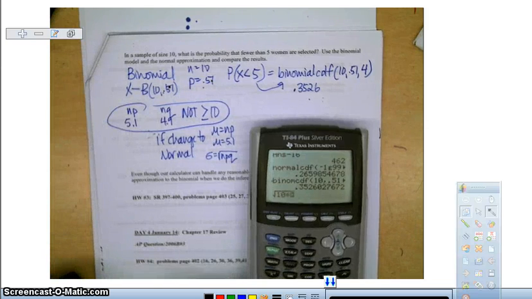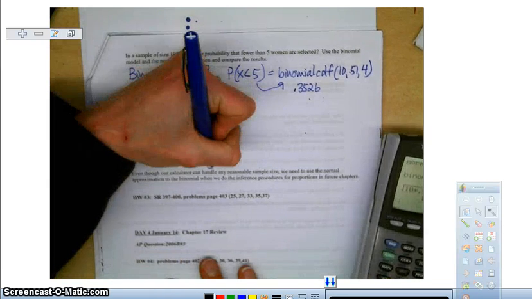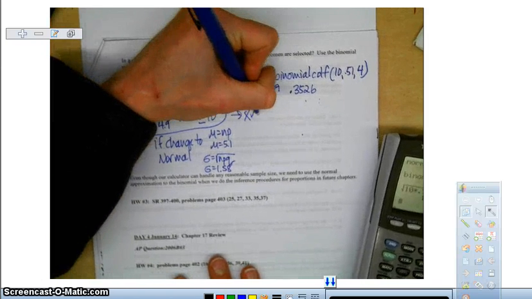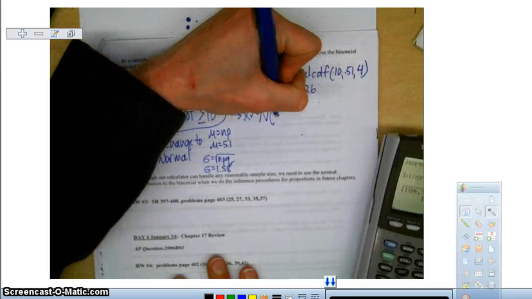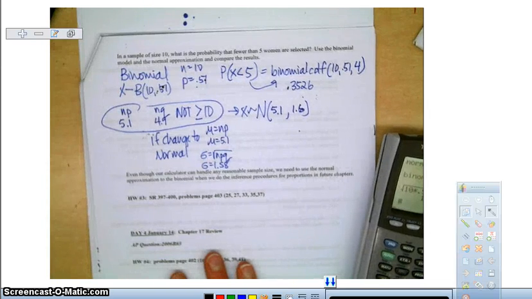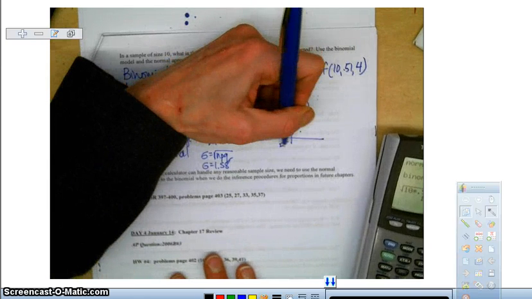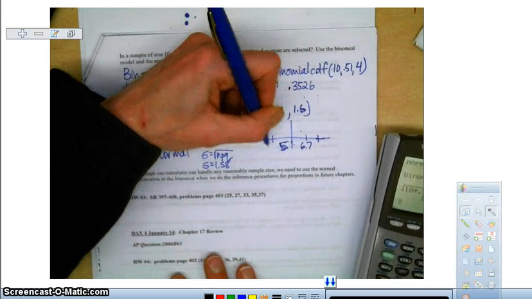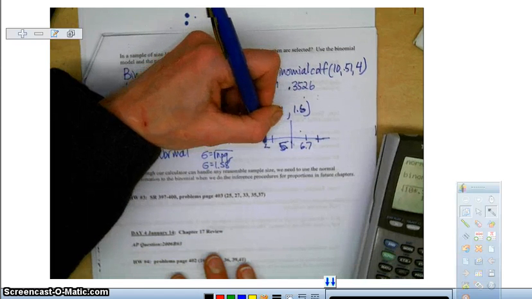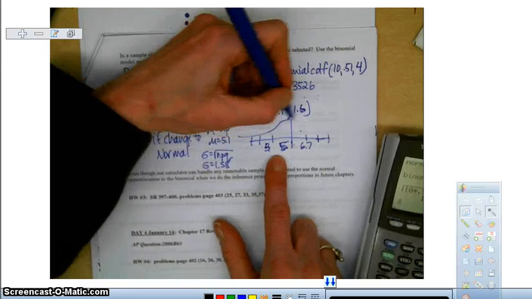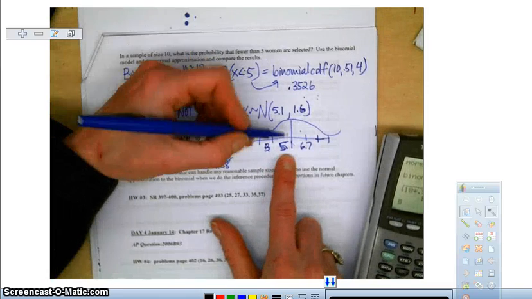So the square root of 10 times 0.51 times 0.49, the standard deviation would be 1.58. So now if I change it to normal, x would be approximately normal with a mean of 5.1 and a standard deviation of 1.6. We'll just round to the nearest tenth. Okay, so here, if I'm using this normal model, less than 5 would be like right here.